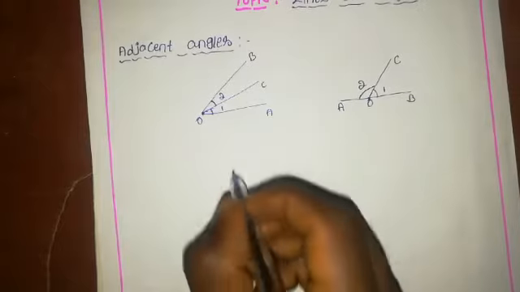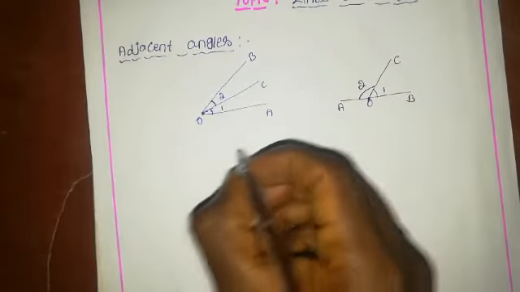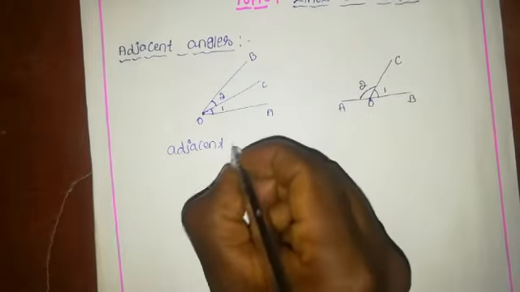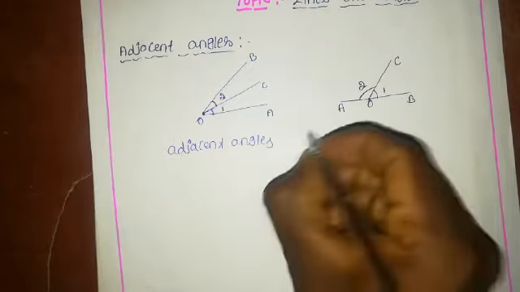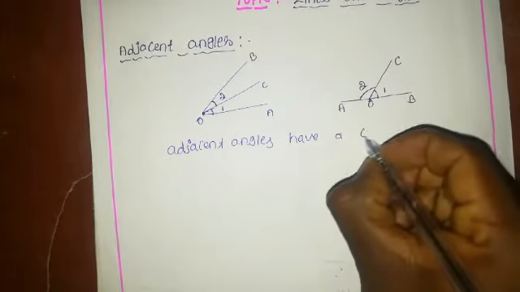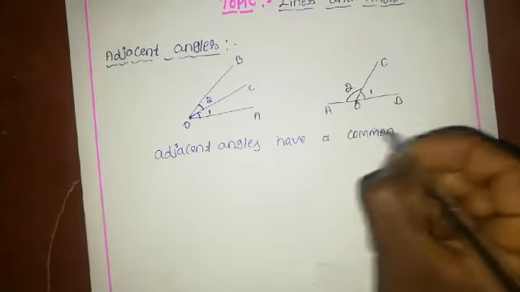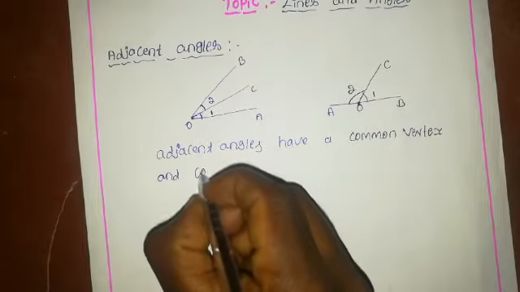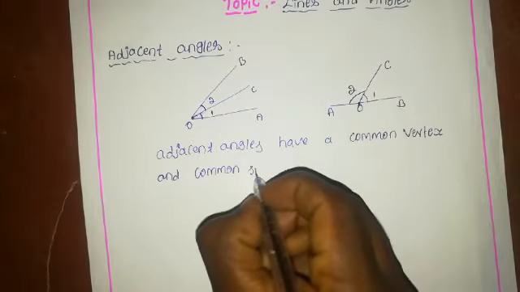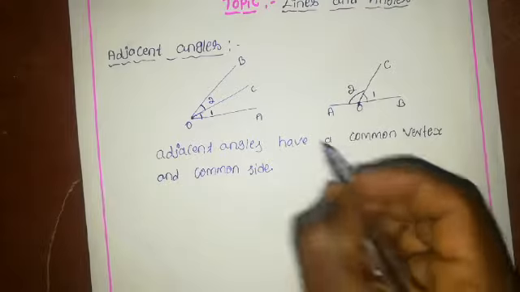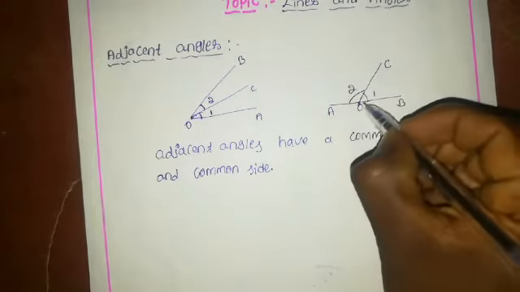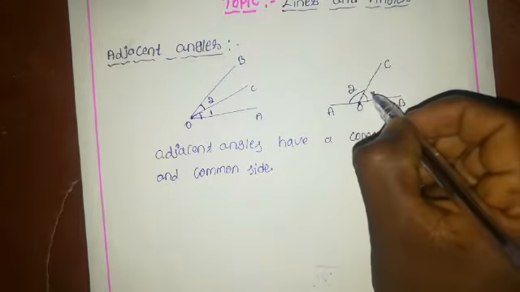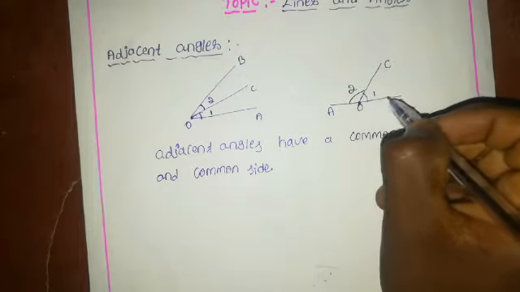Then what do you mean by adjacent angles? The adjacent angles have a common vertex and a common side. Those are called adjacent angles. Here both the angles have a common vertex and a common side. Then we call angle 1 and angle 2 adjacent angles.